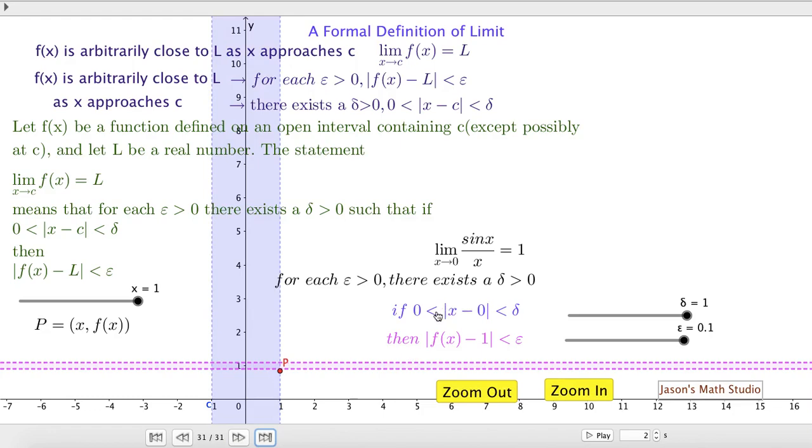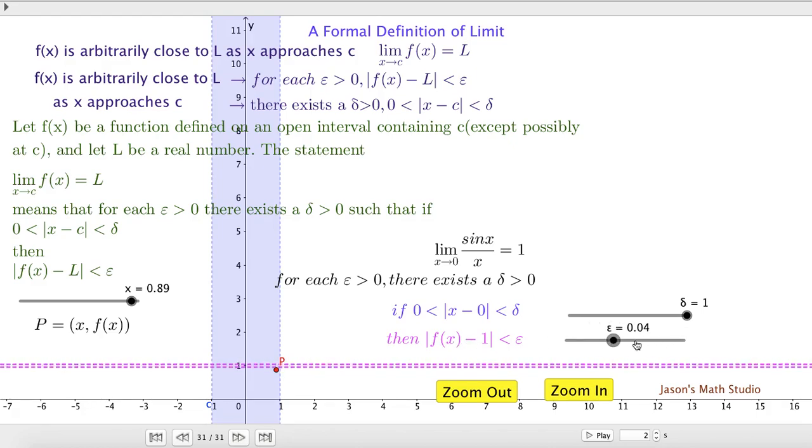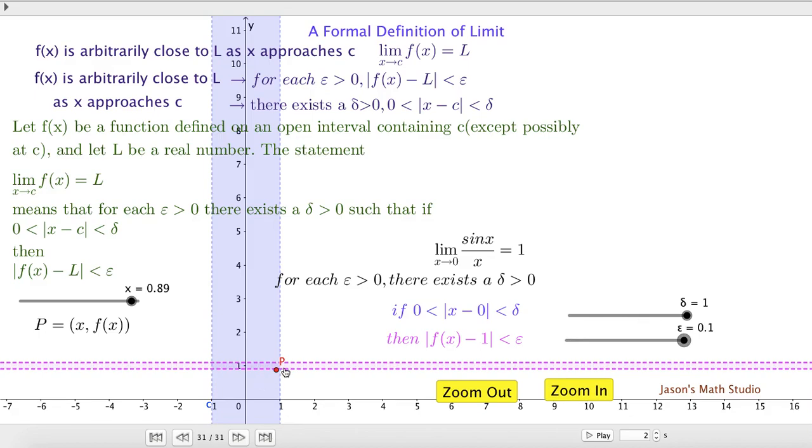So we have two inequalities here. I'm going to use the vertical strip to represent the first inequality, and I'm going to use the horizontal strip to represent the second inequality. And here is a point P. It has coordinates x, f of x.